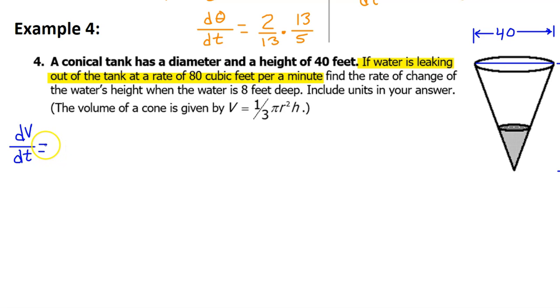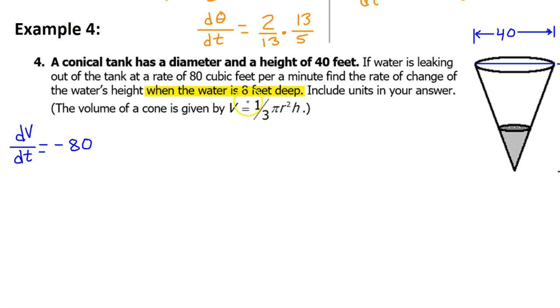We begin by listing the inventory of things we know and what we are trying to find. Water is leaking out of the tank at a rate of 80 cubic feet per minute. This is the rate of change of the volume. So dV/dt is 80. Well, is this positive 80 or negative 80? Is the volume increasing or decreasing? Obviously, if the water is leaking out, then the volume is decreasing. So this is a negative rate of change.